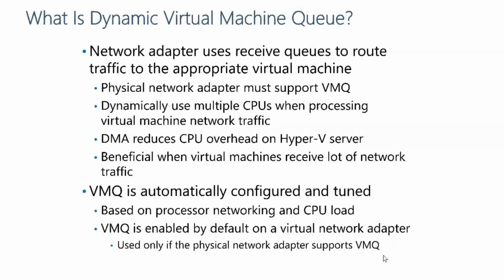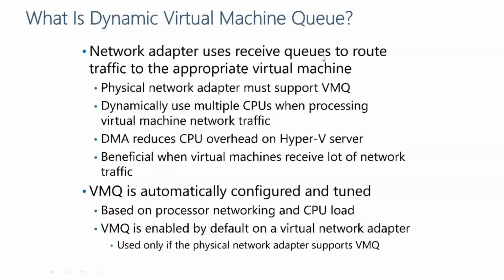What is dynamic virtual machine queue? Network adapters use queues. Hopefully you all know about queues. A queue is a lineup. In the real world, remember when we were running out of toilet paper, people were lining up to get the toilet paper. I'm sure there are other places where you just line up. First come, first in line, right? Then if you're behind that person, you get your turn when you go up.